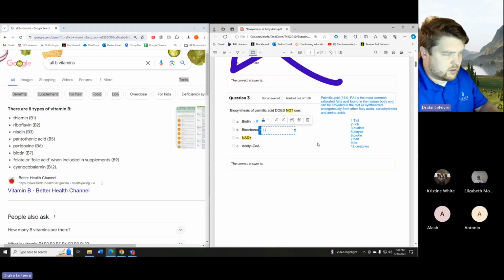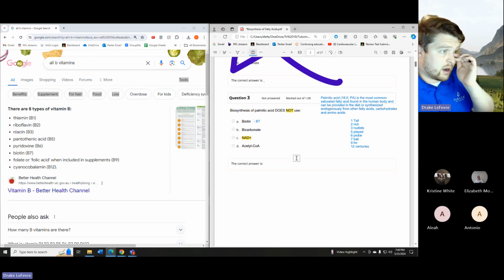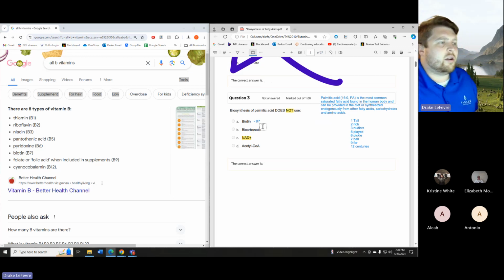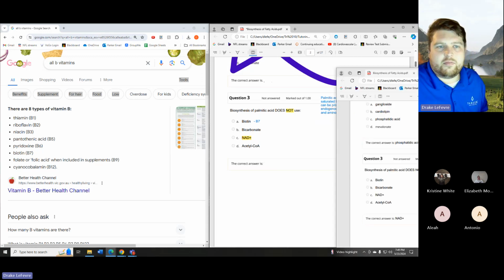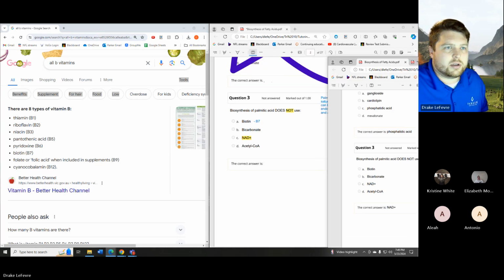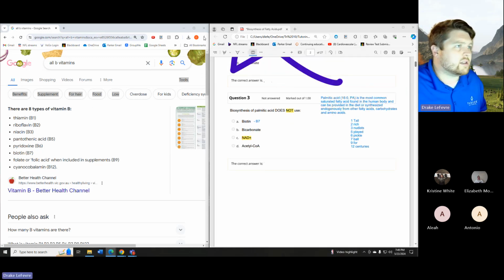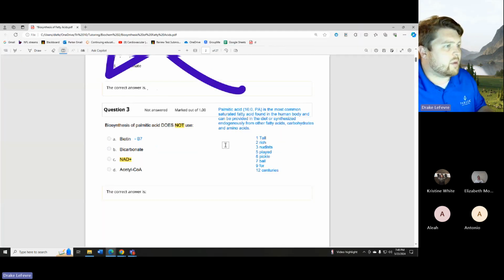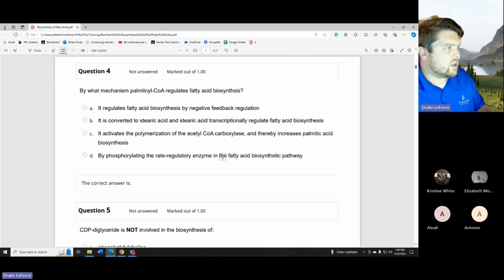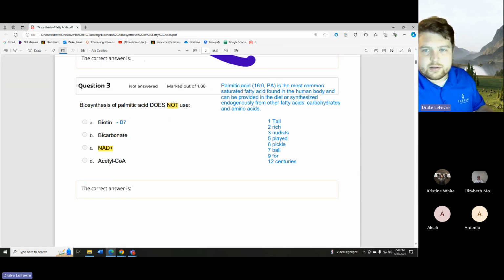Bicarbonate has to do with our CO2 stuff. When you talk about breaking down fatty acids, bicarbonate is one of the things that comes off. And then acetyl-CoA, we're going to talk a lot about acetyl-CoA, more in the fatty acid beta oxidation breakdown of fatty acids, which I'm sure y'all have already seen since we're a little bit behind. Any questions about palmitic acid in general?